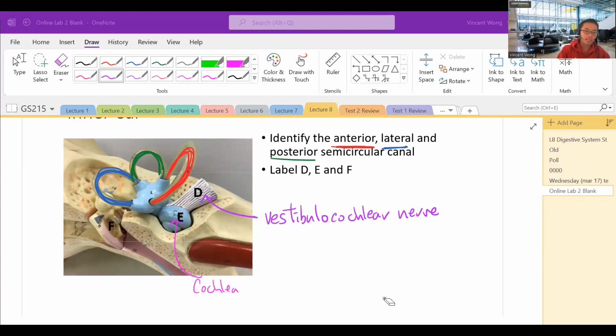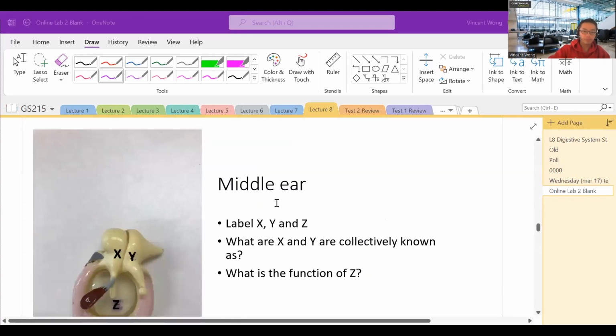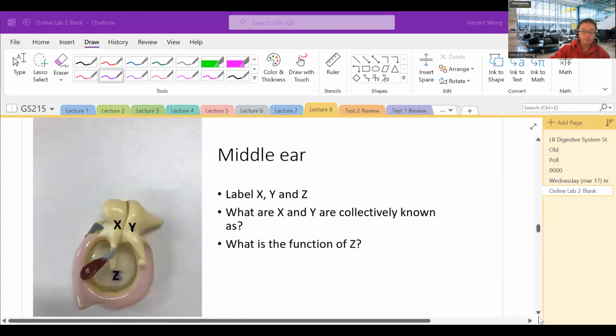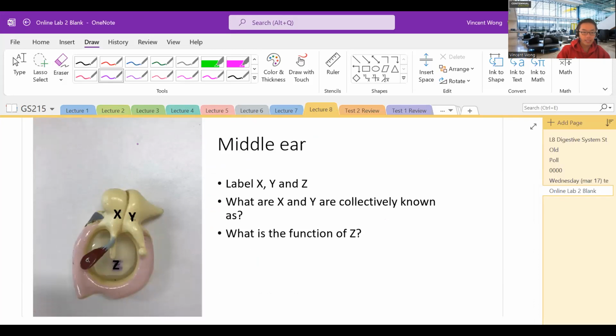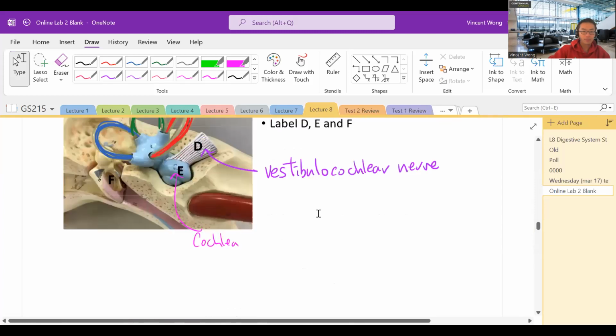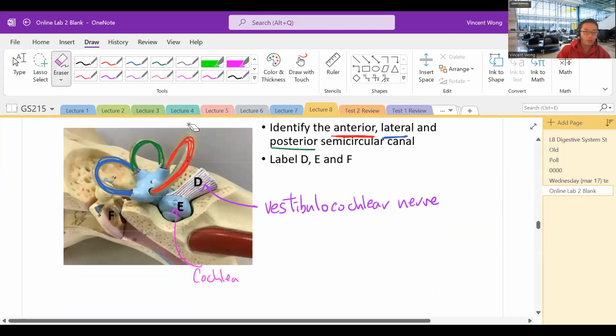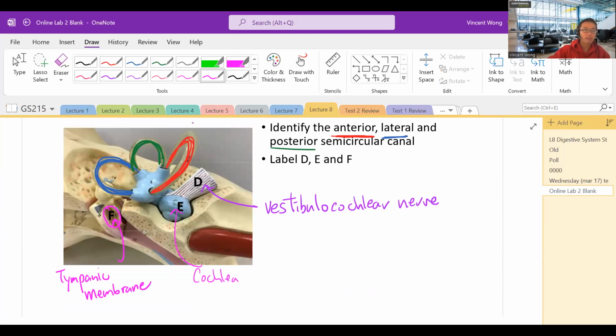And next, what we're going to do is we're going to take this thing out and look at it. So there it is. X here, this thing with the big bulb. Professor: Go back, last slide, we didn't identify the F. Oh, sorry. Thank you for pointing that out. F is talking about this membrane here. That is the tympanic membrane. Thank you for reminding me. Okay, tympanic membrane. The eardrum, right?